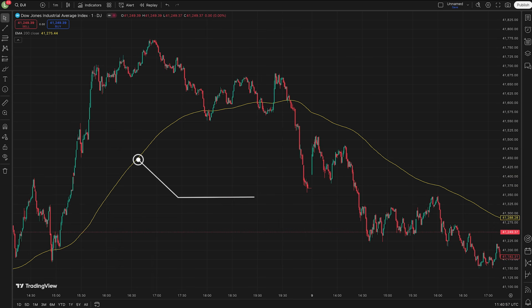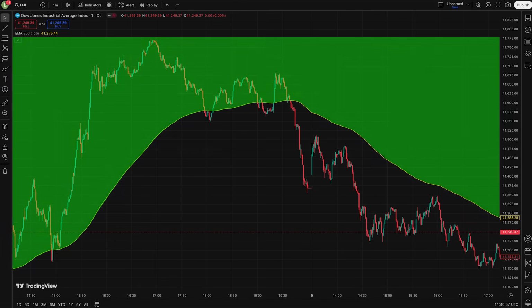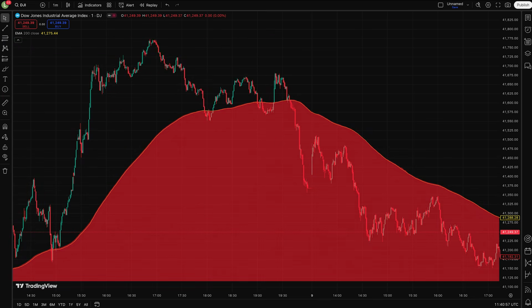A 200 EMA can be used to check whether the price is currently in an up or down trend. This is good for longer term traders where you don't want to trade against the trend. If the price is above the 200 EMA, then the market is in an uptrend, and if the price is below the 200 EMA, then the market is in a downtrend.